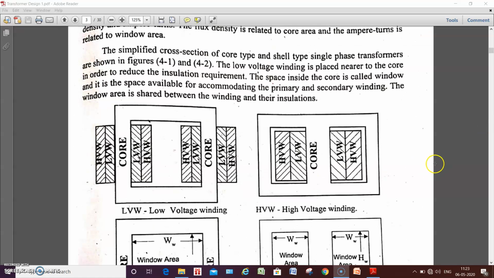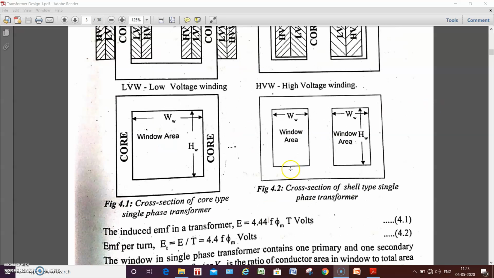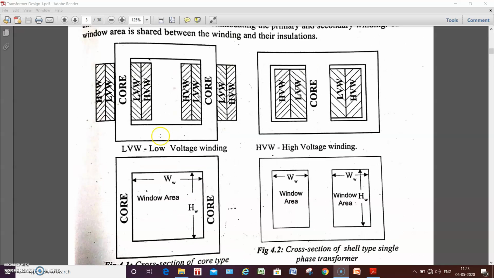So you know the construction of core and shell type of transformer. So this is core type of transformer and it is shell type of transformer. This blank space represents core and this is winding, low voltage winding inside, and outer is the high voltage winding. And this is the space available for the window. So this space is represented as window area.